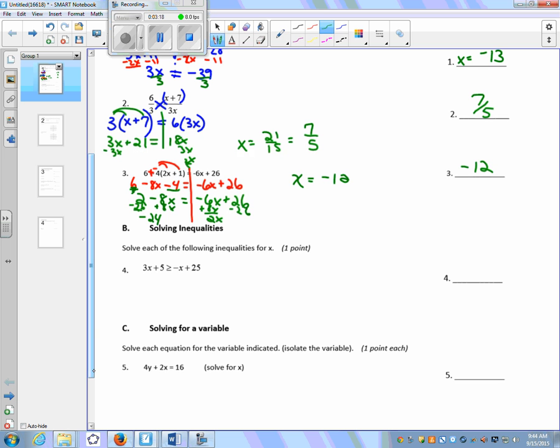Part B, solving inequalities. We're going to treat this just like it's an equation, an equal sign, but we're going to keep it as a greater than or equal to sign. We're going to add x to both sides. We get 4x over here. We're going to subtract 5 from both sides. We're going to get 20 over there. Divide by 4 on both sides. We get x is greater than or equal to 5.